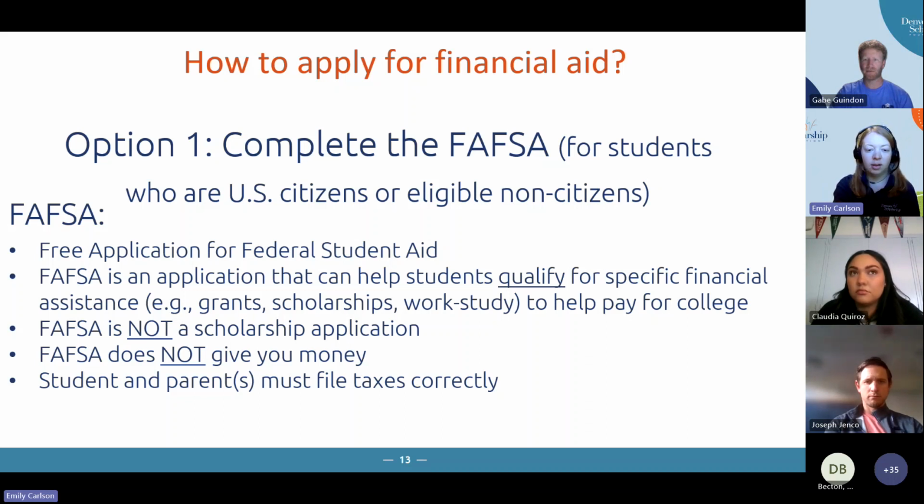In order to do the FAFSA, students and parents must file taxes correctly. And starting this year, the FAFSA is just going to be drawing that information directly from the IRS. So it's especially important that the students and their families have their taxes done on time, by the time that we're doing their application, and that they are done correctly.